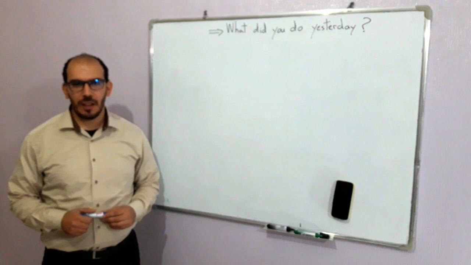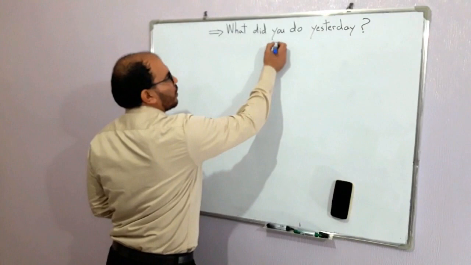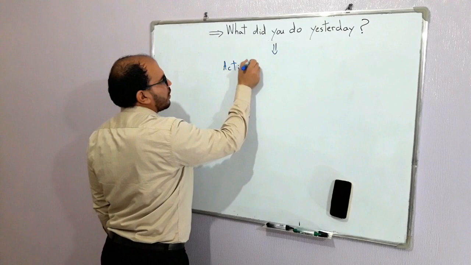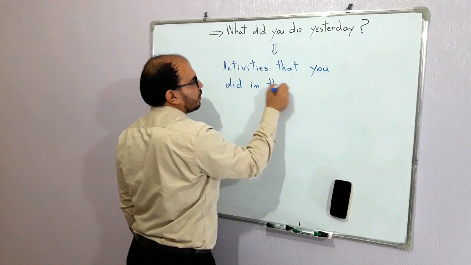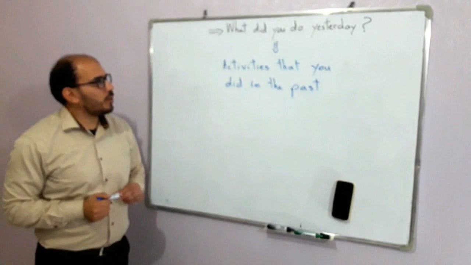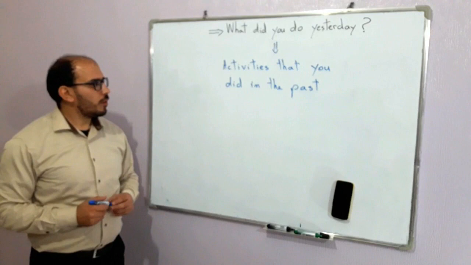For today's session, let's start from this question. What did you do yesterday? So when we ask this question, we are asking about activities that you did in the past. When we ask what did you do yesterday, the question is about certain activities that you did in the past. And to make it visual for you, let's represent them on the following timeline.